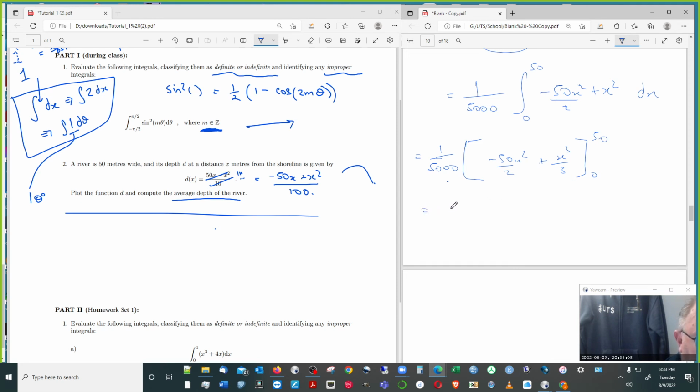So we've got our 1 over 5,000 outside. Sorry, that squared becomes, no, that's right.